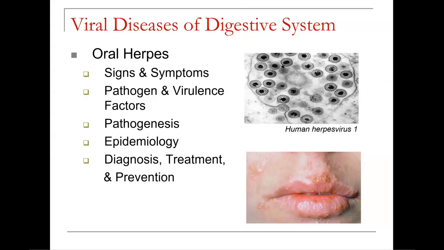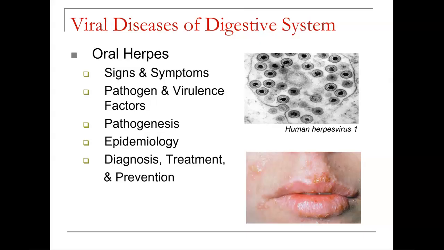The pathogenesis is the virus is going to enter through cracks or cuts in the mucous membranes. The virus then reproduces in the epithelial cells near the site of the infection, which is then going to trigger inflammation. From there, we end up with cell death and skin lesions.